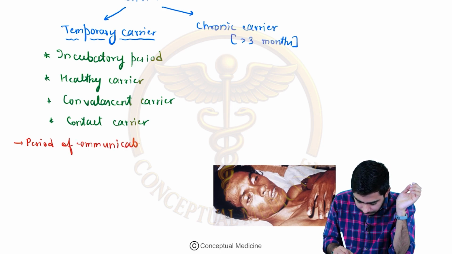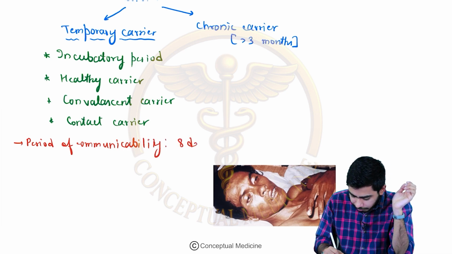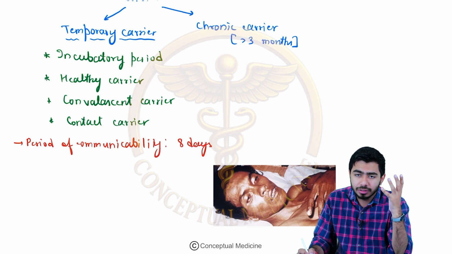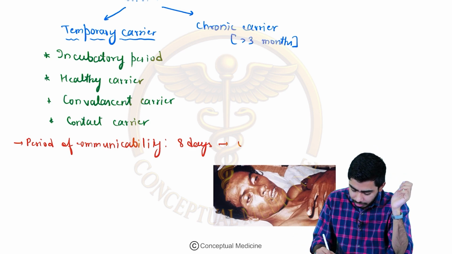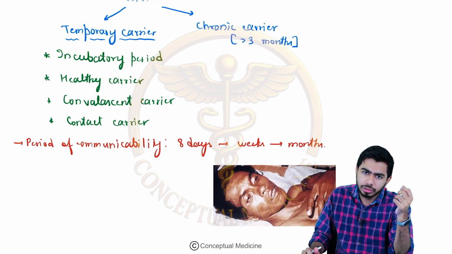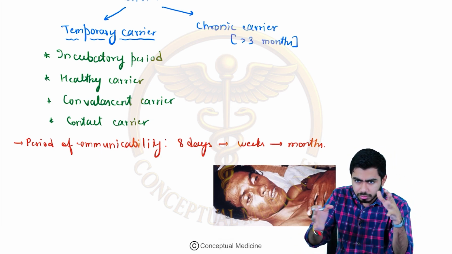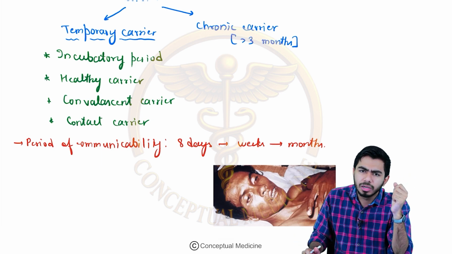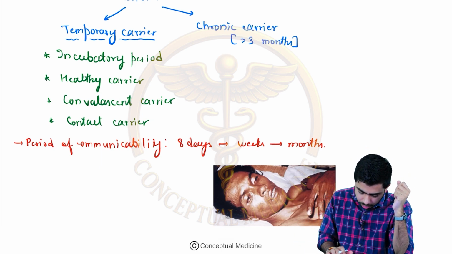So the period of communicability is quite long over here. It might spread from 8 days, it can go up to weeks, and for some cases it can go up to months as well, right? So it's a long period of communicability you can see over there. Over this long period of time, you can see the communicability in the particular population or community, right?